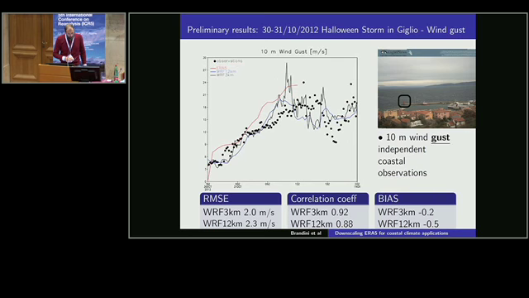And similar results were found also by comparing observations of the wind gust. And we have a reduction in the bias. That is, the model is underestimating the observations.